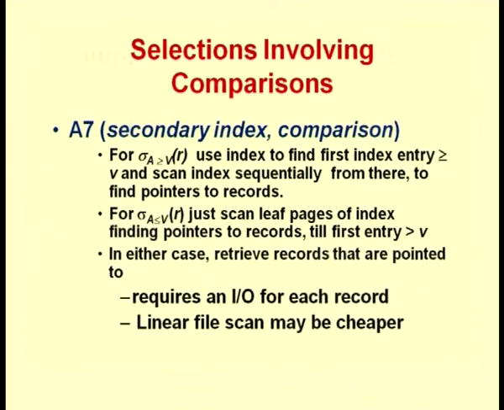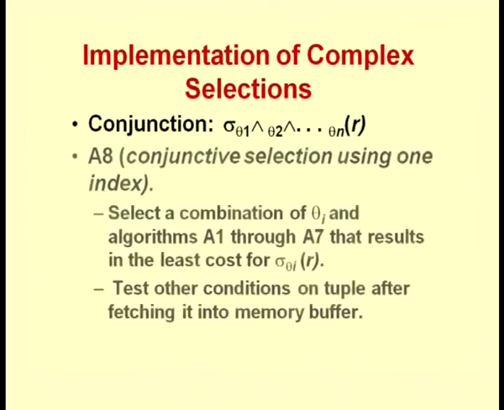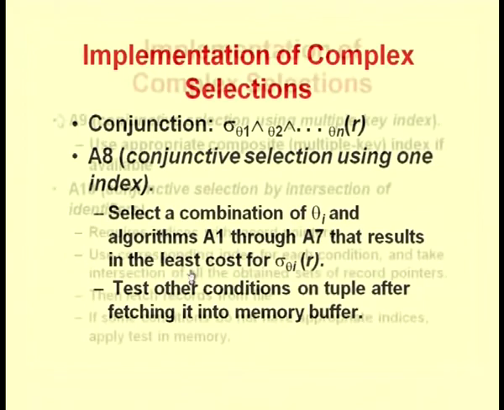Now, let us look at complex selections where we have a conjunction, sigma theta1 intersection sigma theta2 and so on, a conjunction of a number of selection conditions. First is conjunctive selection using one index. Select a combination of theta i and algorithms A1 to A7 that results in the least cost. Select the one that gives the least cost, then test the other conditions on the tuple after fetching it into the memory buffer.